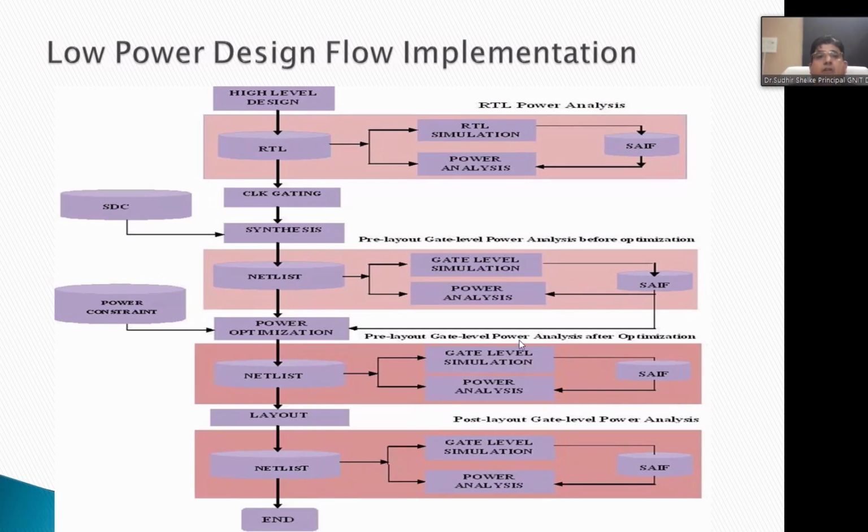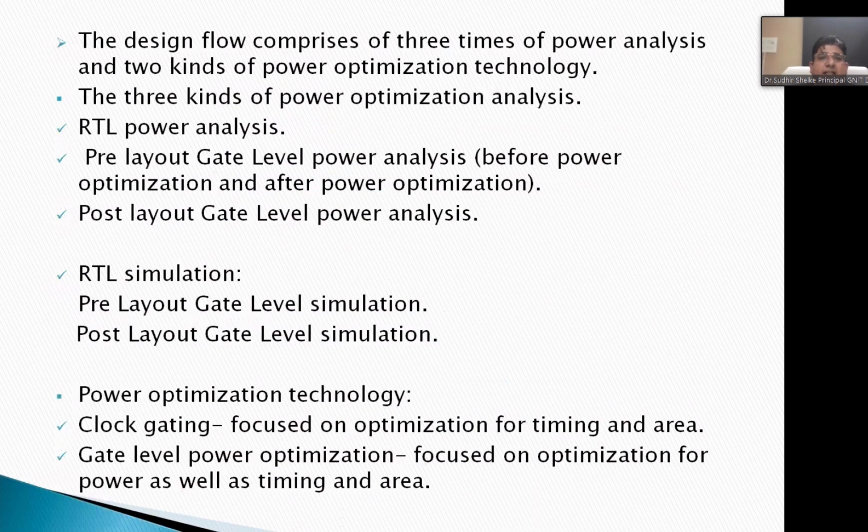So the design flow comprises three types of power analysis and two kinds of power optimization technology. These are the three kinds of power analysis. One is RTL power analysis. The second one is pre-layout gate level power analysis, that is, before optimization and after power optimization.